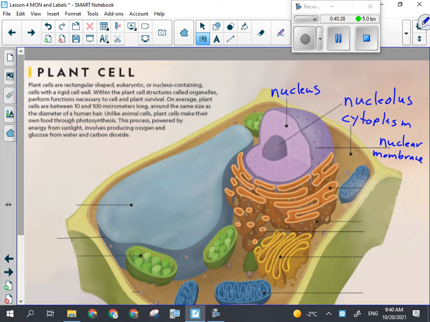Okay? So that arrow or point could go to any part of the cell that appears empty, because that part of the cell would be filled with cytoplasm.